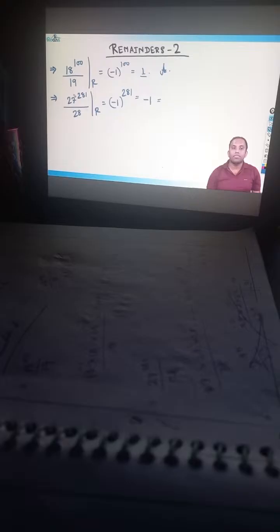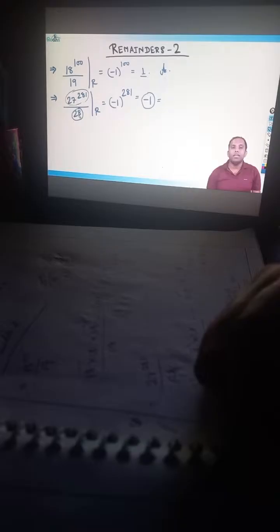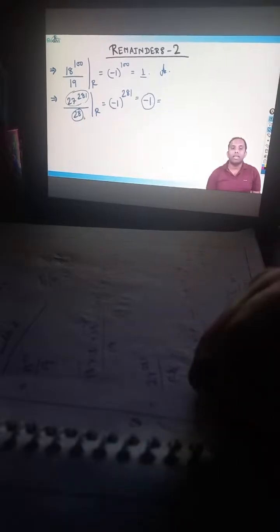So for this whole number divided by 28, the negative remainder is minus 1. What is the positive corresponding remainder? How to get it? Just add this to the base with sign. Base is 28, negative is minus 1. So 28 minus 1 is what? 27. So 27 is the answer for this question.